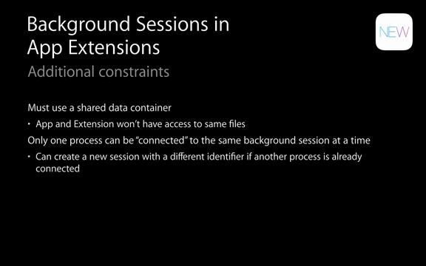Another caveat is that only one process can be connected to the background session at a time. So this means if your app is running in the background and then another app launches and brings up your extension, it won't be able to use that same background session. Now, a background session is essentially defined by the identifier that you use when you create your background session configuration object. So what we recommend here is that you use a different background session identifier for your app and for each extension that you ship with. And the only time that you should take advantage of the fact that your app and your extensions can share background sessions is when we launch your app to handle events for that session.